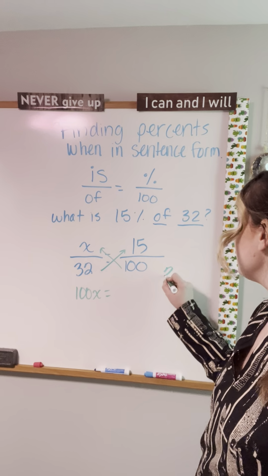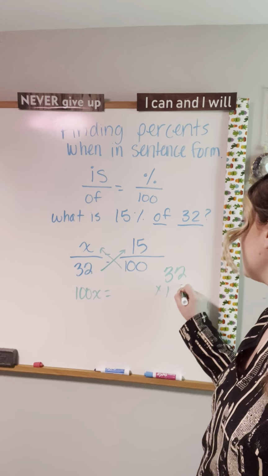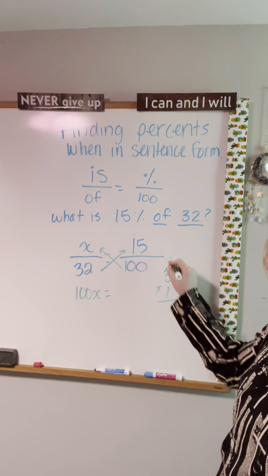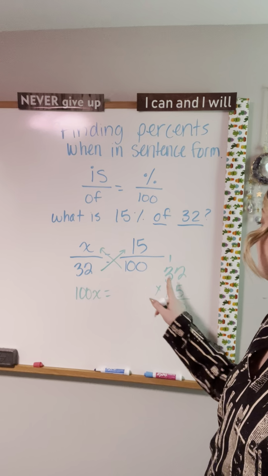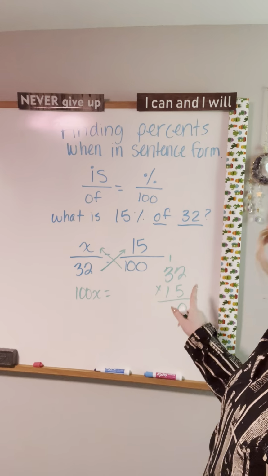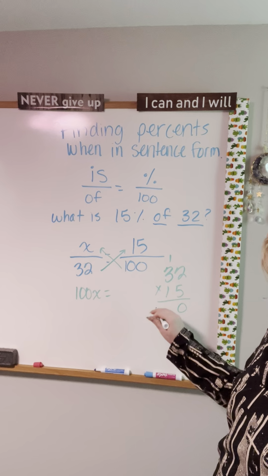All right, so I'm going to do 15 on the bottom because I would much rather multiply with 5 and 1. So here we go, 5 times 2 is 10, carry the 1. 5 times 3 is 15 plus 1 is 16. I said 15 times 2, I meant 5 times 2.